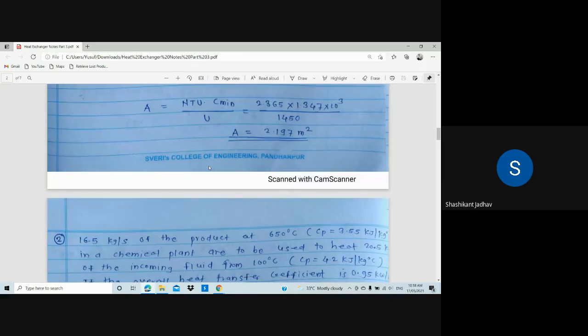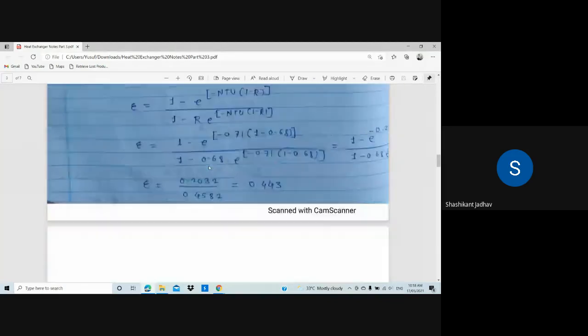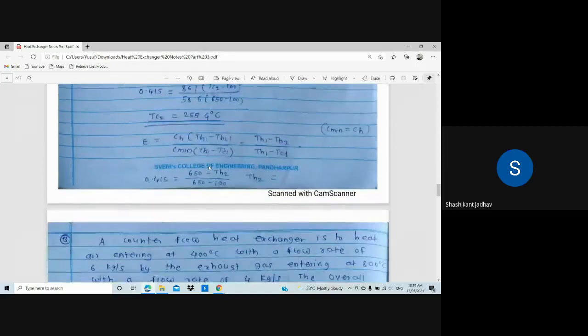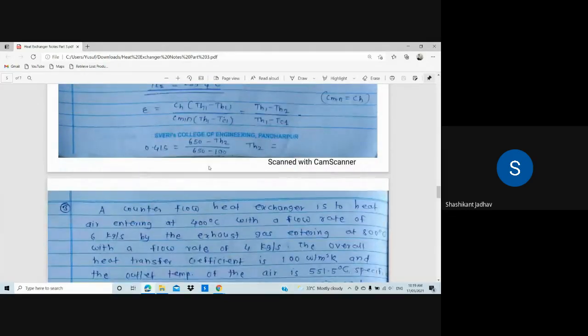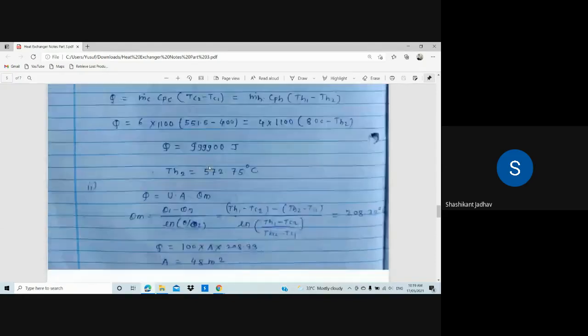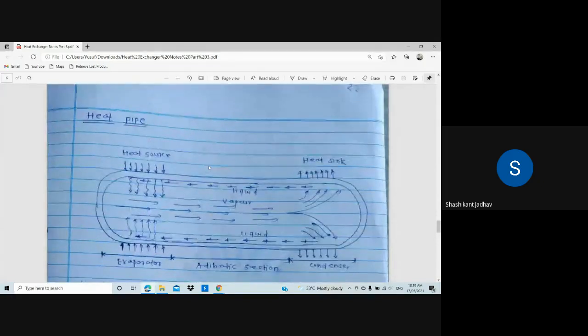Then in the second problem, we have calculated the values of Ch, Cc, R, then NTU, then effectiveness. Then we have calculated the outlet temperatures, that is Th2 and Tc2, for the parallel flow arrangement and for the counter flow arrangement. Okay. Then we have discussed the third problem. In that we have calculated the value of Q, then Th2, and by using that we have calculated the value of NTU, that is 1.09. Okay.